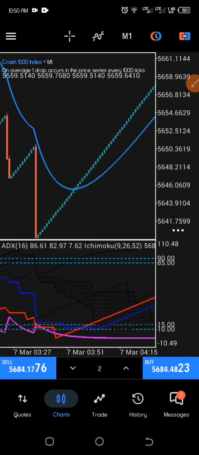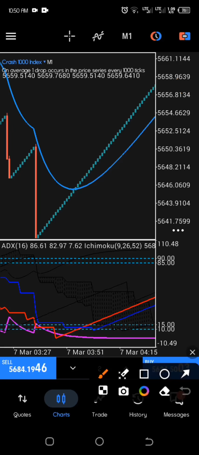Okay, so with that being said, let's proceed with this strategy. Now the first thing we are going to be doing is to talk about the settings for the strategy, then we dive into how the strategy works.